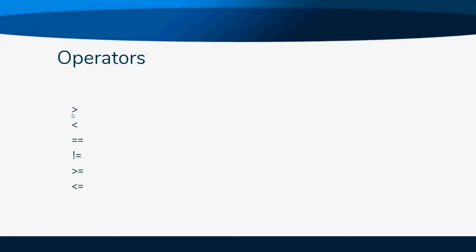So this is a greater than sign that you learned from math. That sees if something's greater than something, obviously, and then you've got a less than. This one right here, a double equals, is to compare to see if two things are equal, whereas a single equal sign will make an assignment.